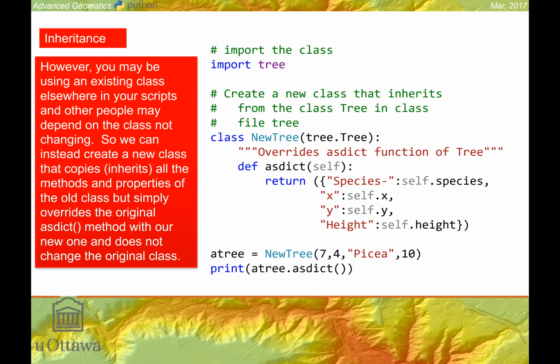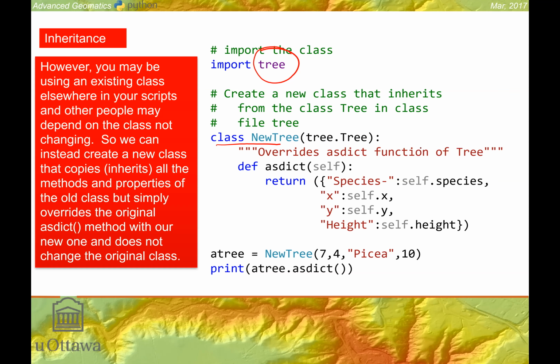It's very simple. We have a tree class, and then we make a new class called new tree. It inherits from tree.tree, and this form will depend on the name of your file, obviously, here, .tree.